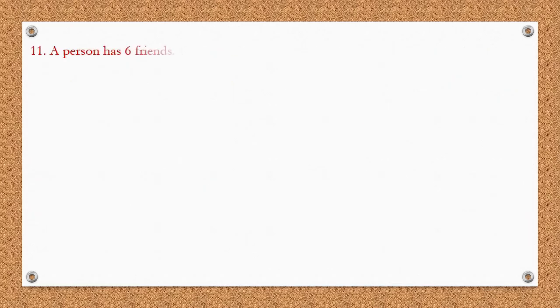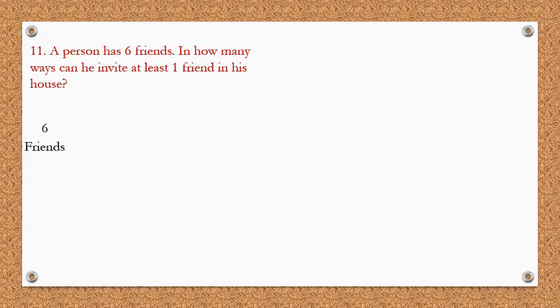Question number 11. A person has 6 friends, and in how many ways can he invite at least one friend in his house? Now this is again about at least one. So he can either invite one friend. Out of total 6 friends, he can invite one or two or three or four or five or all of the 6 friends, because at least minimum one, maximum 6, because he does not have more than 6 friends. So if I convert it into our combination, it could be out of 6, 1 or 2 or 3, 4, 5, 6. So it is 6C1 plus 6C2 plus 6C3 plus 6C4 plus 6C5 plus 6C6.